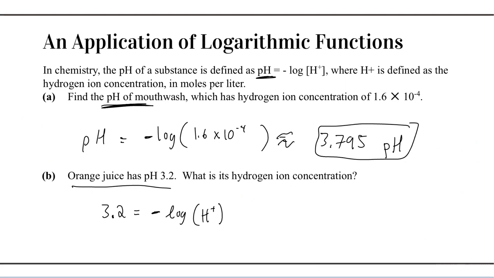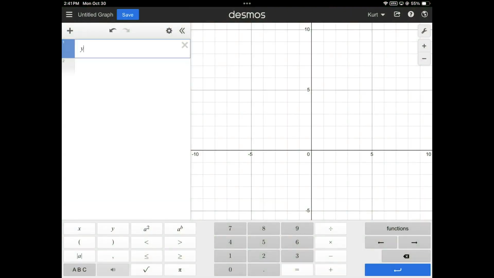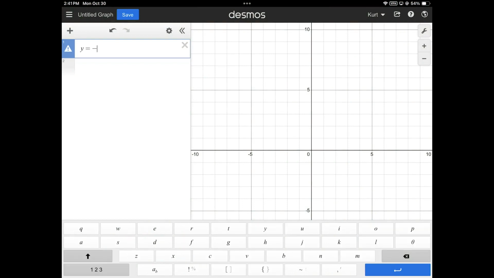Now, probably the easiest and best way to be able to solve this is to graphically be able to solve this. So you should be able to graph the negative log of x function, and then also be able to graph y equals 3.2. And if you can figure out where those graphs are going to cross at, then that should give you the solution or approximate solution for what the hydrogen ion concentration would end up being. So I'll just pull this up on Desmos where we can find the intersection of these couple of graphs then. So we'll graph y equals negative log of x.